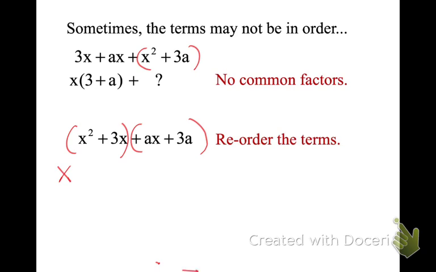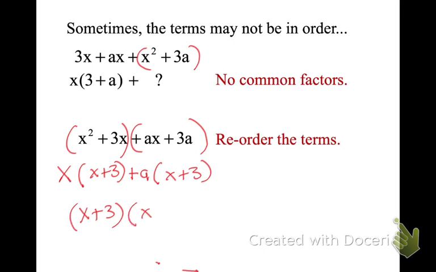Okay, so in the first one, there's an x in common, and what's left? X plus 3. Okay, x plus 3. In the second one, what can I pull out? Positive a, and what's left? X plus 3. So then we have our x plus 3 times everything that's left, x plus a.